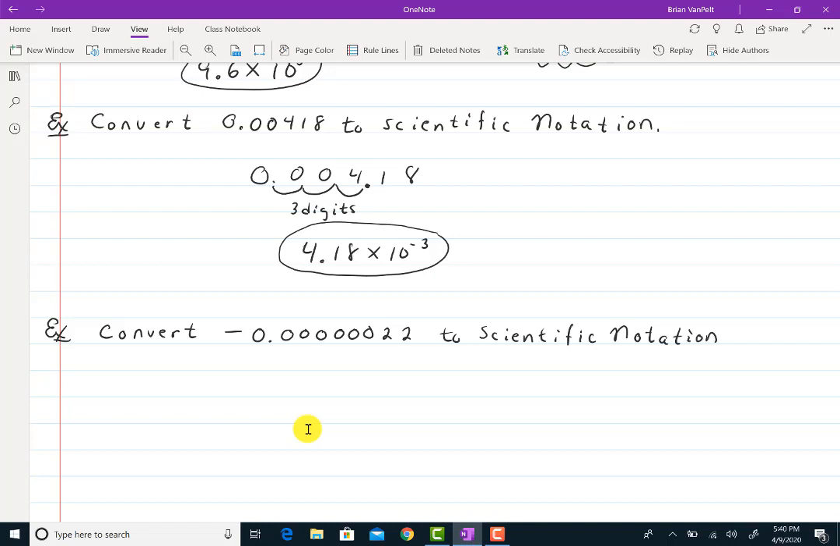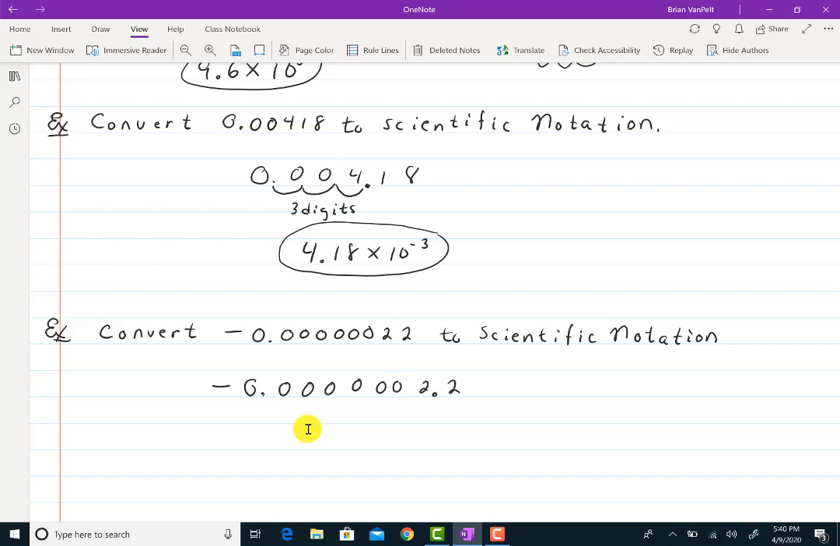The negative, by the way, is what they call a red herring. It doesn't do anything. It's not in any way, shape, or form connected to the exponents at all. So the negative doesn't even play a role in here other than to just be there for the rest of the problem. Let me write out all my digits. 2, 3, 4, 5, 6, 2, 2.